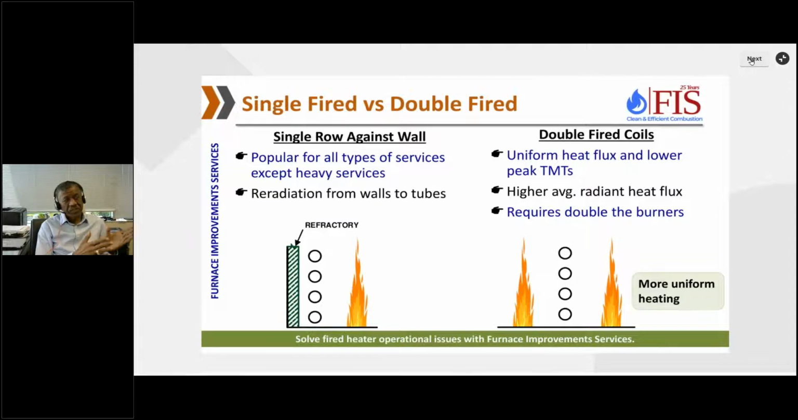So I'm just trying to show you what I talked to you about. This is generally the refinery heaters, and this is the cracking heaters. We have burners on both the sides. So we have uniform heating, but it does require double the number of burners as compared to this configuration. So that's basically the double fired arrangement we have.